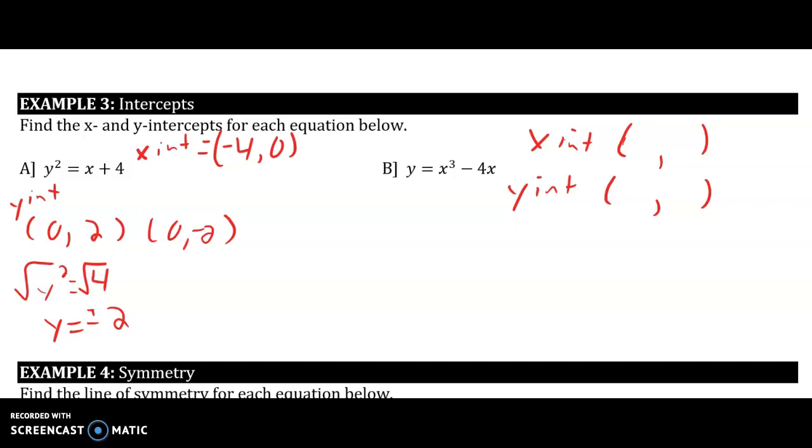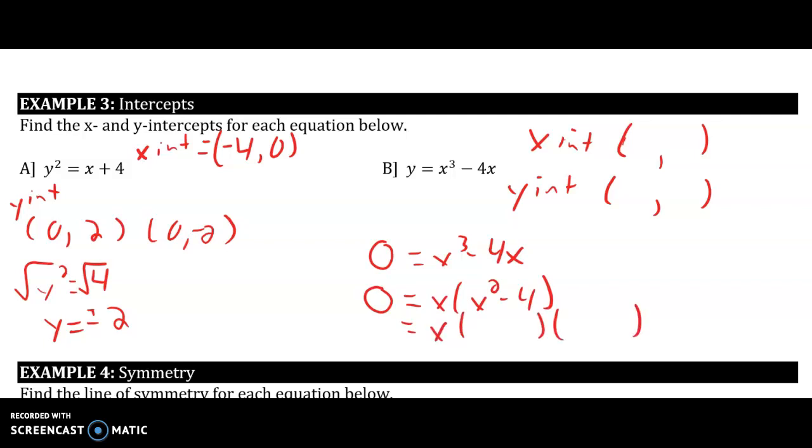So for the x-intercept, you're going to plug in 0 for y. So that looks like it could be a little more problematic. So I've got to solve this. Do we remember how to solve that? Well, we try to factor. Does it have a GCF? Yes. Pull it out. Does that factor further? Yes. The difference of squares. So it's x plus 2, x minus 2.